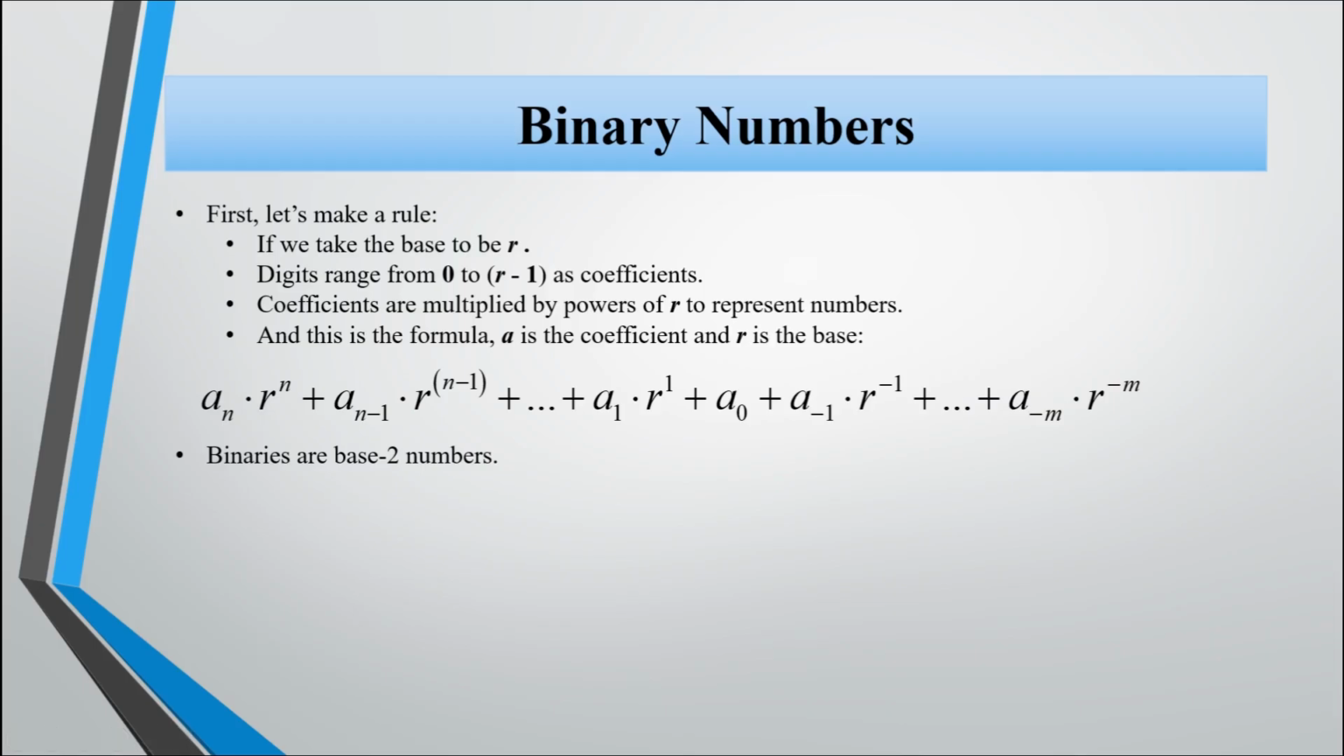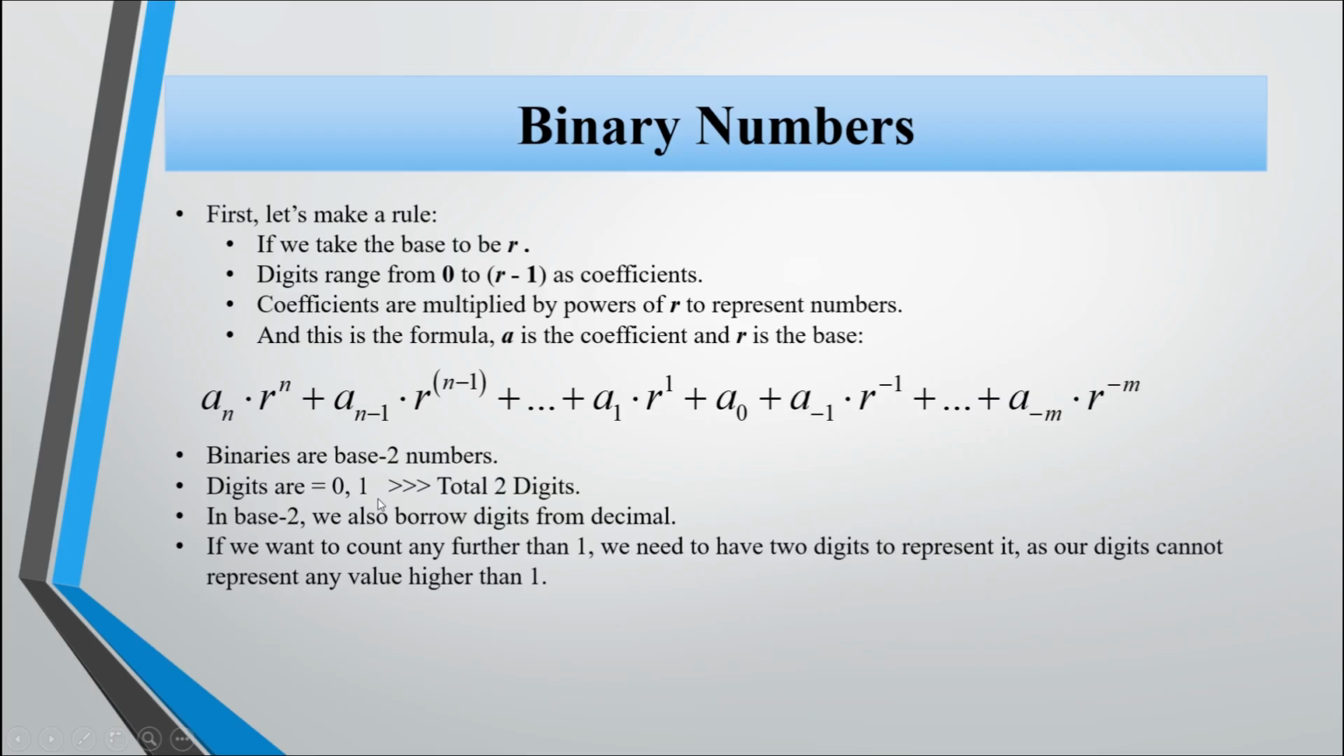Now let's jump to binaries. Binaries are base 2 numbers. Digits are 0 and 1, so we have a total of 2 digits here. In base 2, we also borrow digits from decimal, obviously. If we want to count any further than 1, we need to have 2 digits to represent it, as our digits cannot represent any value higher than 1.